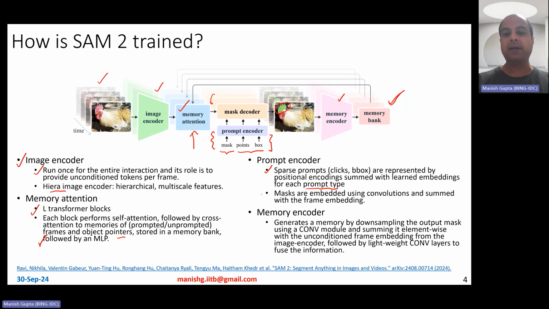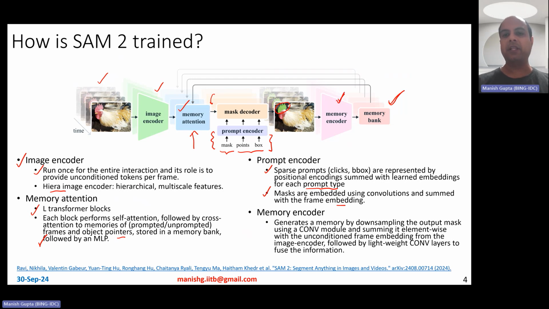Okay. However, masks are dense in nature, and they are images in some way. So you do convolution on them, and then sum with the frame embedding so as to essentially get the prompt encoding. Okay. Now you also have the memory encoder, right?